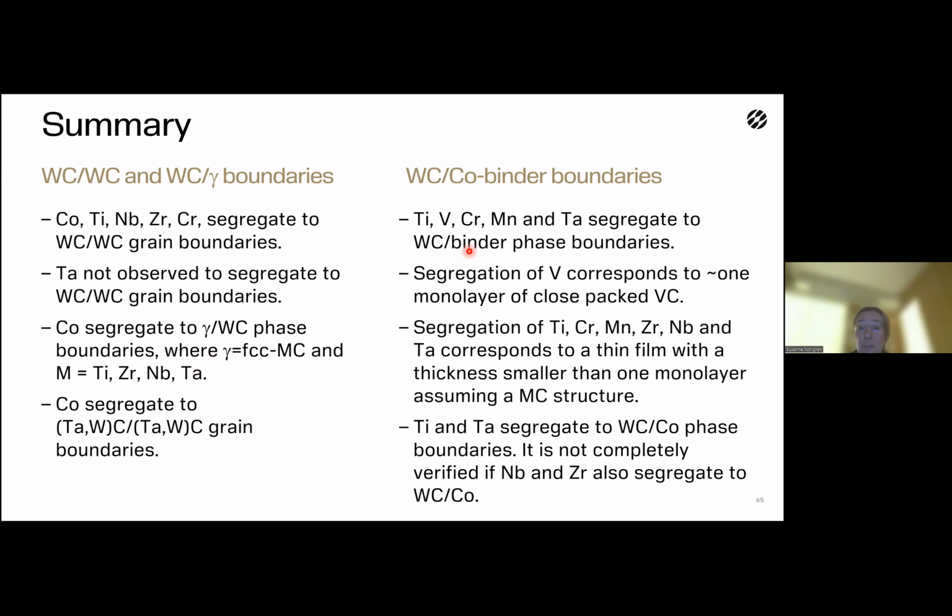So, if you look at tungsten carbide cobalt phase interfaces, these elements segregate to these, and segregation of vanadium corresponds to approximately one monolayer of close packed vanadium carbide, in the case we looked at here. Segregation of titanium, chromium, manganese, zirconium, and niobium and tantalum corresponds to a thin film with a thickness smaller than one monolayer, assuming a cubic B1 MC structure. And titanium and tantalum segregate to tungsten carbide cobalt phase boundaries, and it's not completely verified whether niobium and zirconium segregates to the boundary.